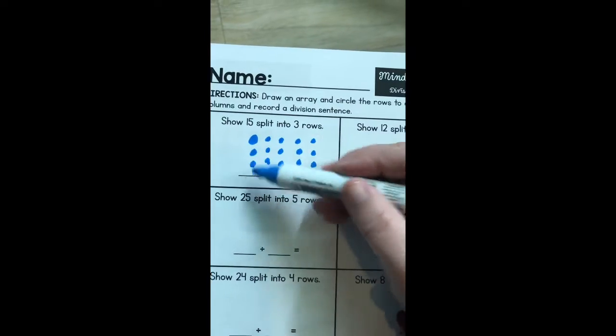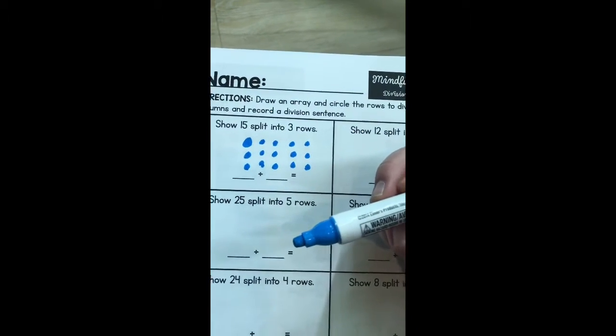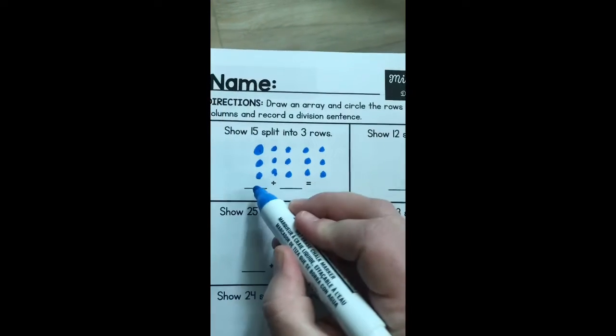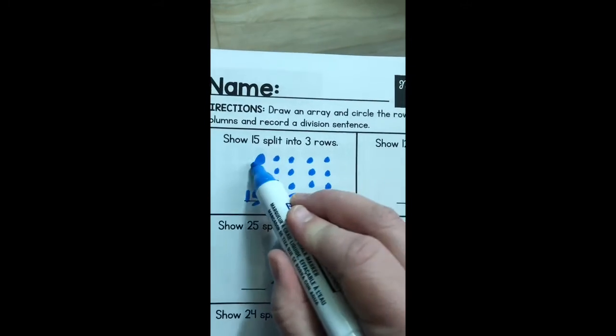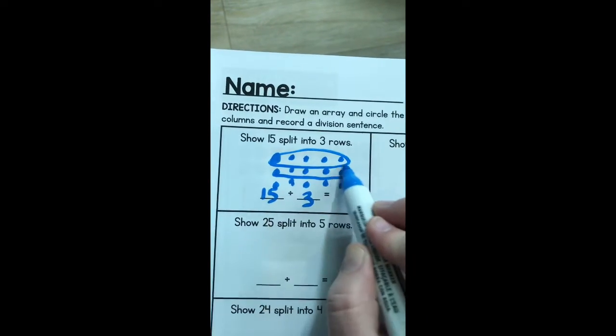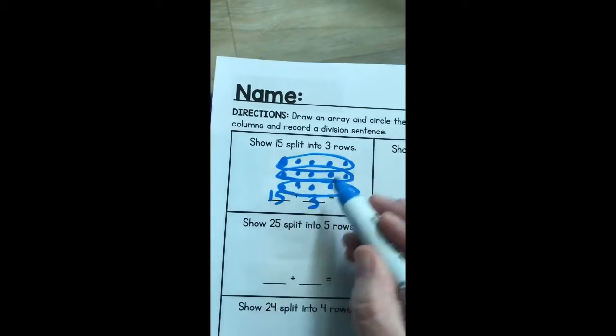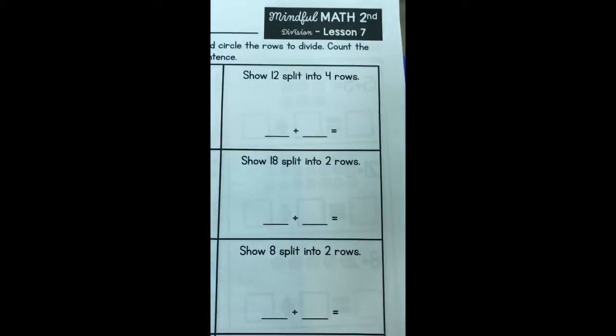I like to draw my 3 rows to start with. 1, 2, 3, because then I know I'm doing the right number. So 15 divided by 3, 1, 2, is 5. Let's do one more like that.